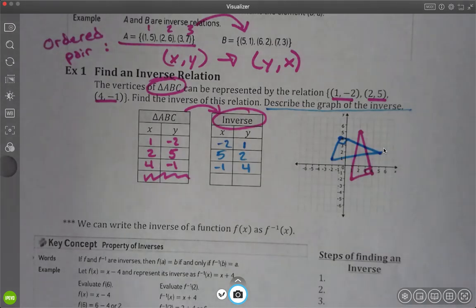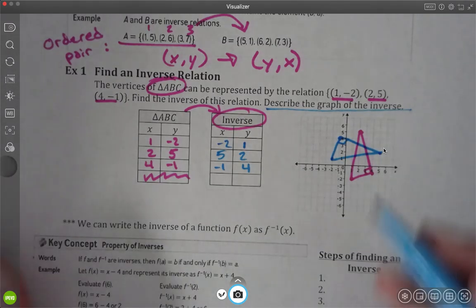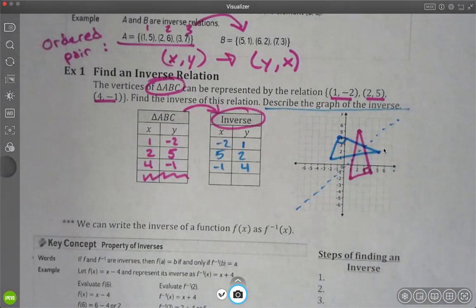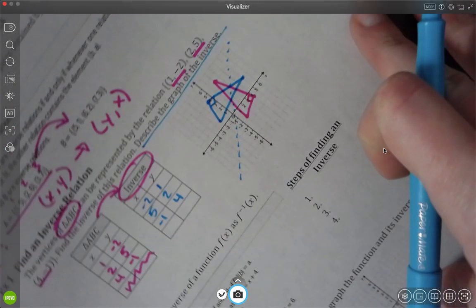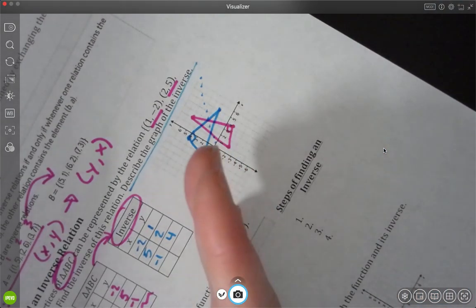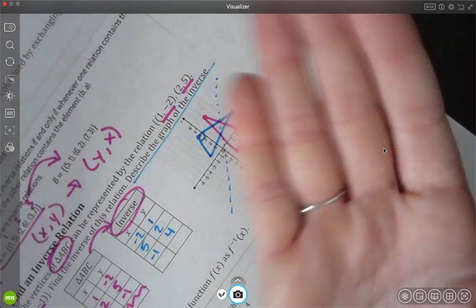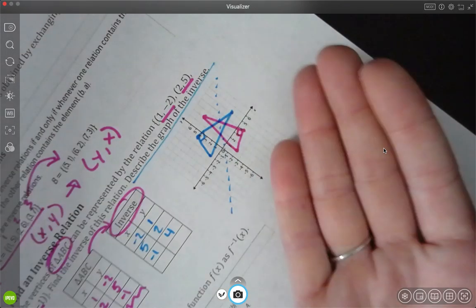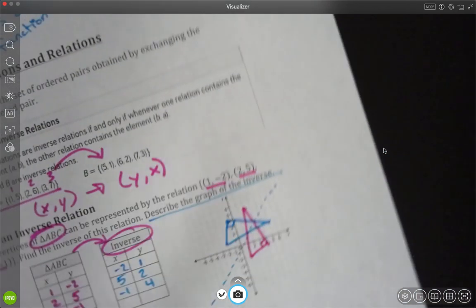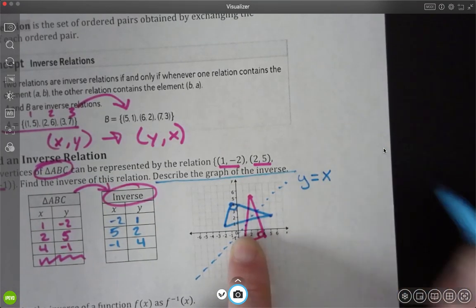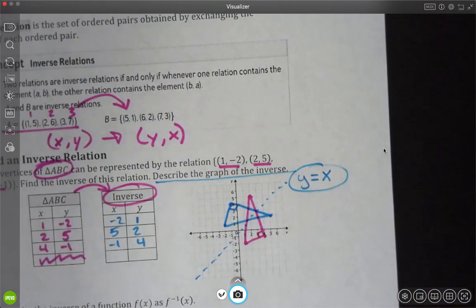If I draw this dotted line right here, it's a 45-degree angle dotted line. If I draw that dotted line and put it up and down like this, that's my line that I put a mirror around. If I put a mirror down that dotted line, they're reflected on either side. You see how that works? The equation of that dotted line is y equals x. Y equals x is the equation of that dotted line.